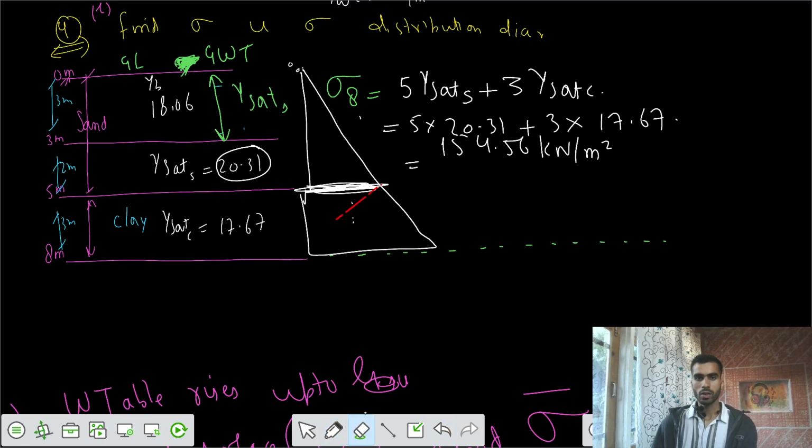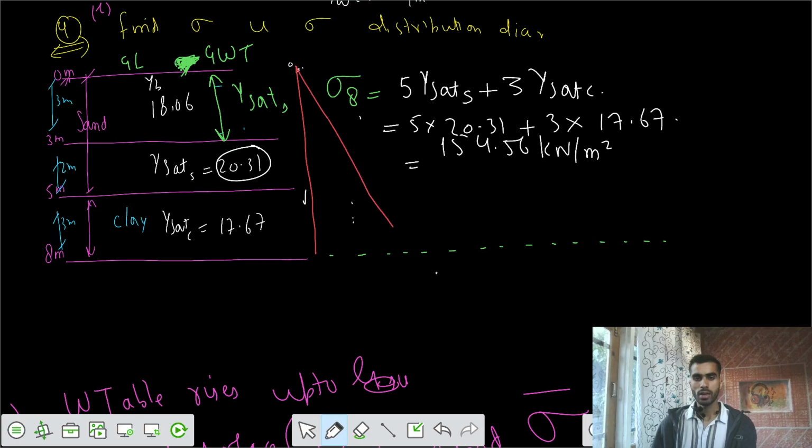And because water is also there from the start, from the top to the bottom there is a hydrostatic variation of the pore water pressure, a linear variation. So the final value at the bottom would be how much? 8 gamma W, that's 80. So your pore water pressure is 80 kilonewton per meter square.